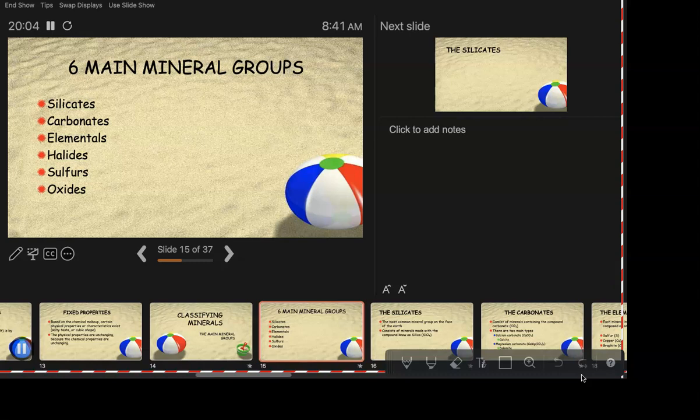So the silicates, mentioned those already. The carbonates, the elementals, the halides or halides, it's up to you. The sulfurs and the oxides. Now again, for the half of this class that has had lab already, you know about your mineral groups. For the half that's going to wait till Monday, you'll get to hear this again, so it'll be a reminder then. You're going to see each of these again, so I'll give you a few more seconds here before I switch slides.